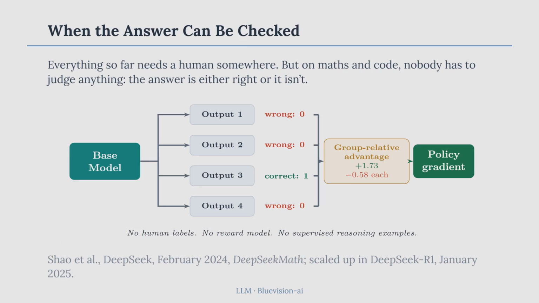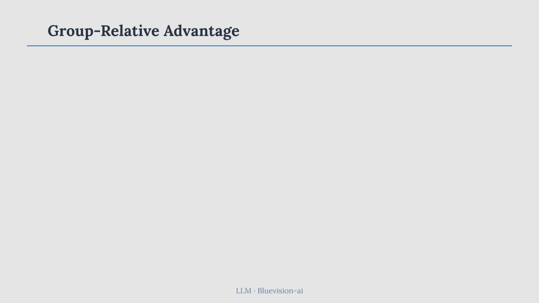Xiao and colleagues at DeepSeek introduced this in February 2024 in the DeepSeek math paper, and scaled it up in DeepSeek R1 in January 2025. Here's the part worth sitting with. The long reasoning traces R1 is famous for weren't taught. They emerged because thinking longer happened to get more answers right. There's one piece of that I skipped, and it's the piece the method is named after.